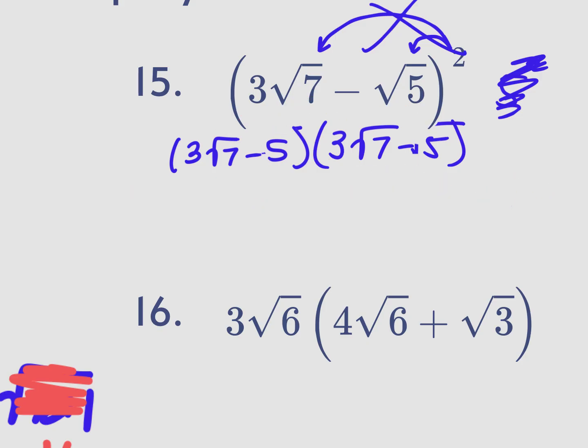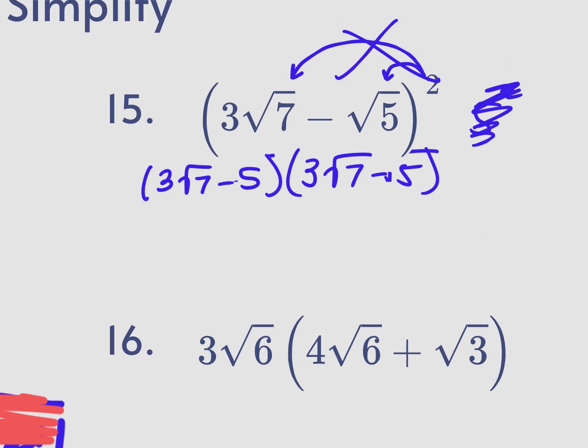All right, we're going to FOIL. We're going to go outside, the outside term times the outside term. So the numbers on the outside of the radical, 3 times 3 is 9. And then the inside, so the square root of 7 times the square root of 7 gives me the square root of 49.